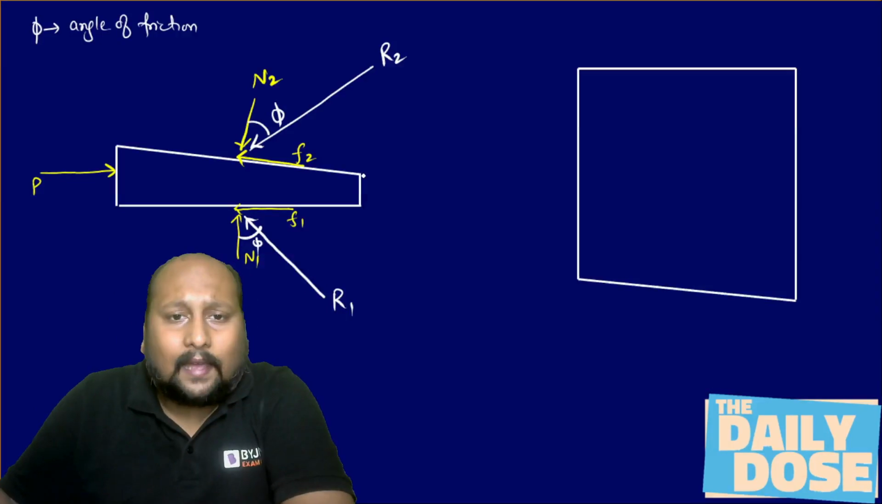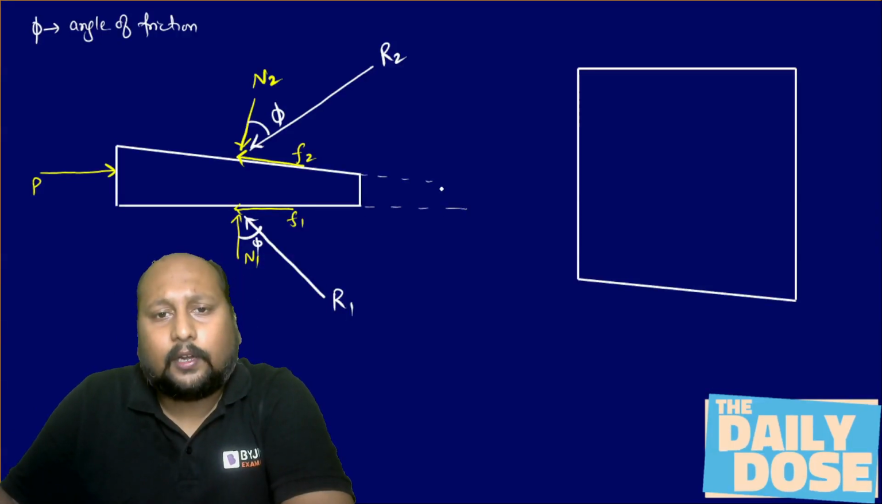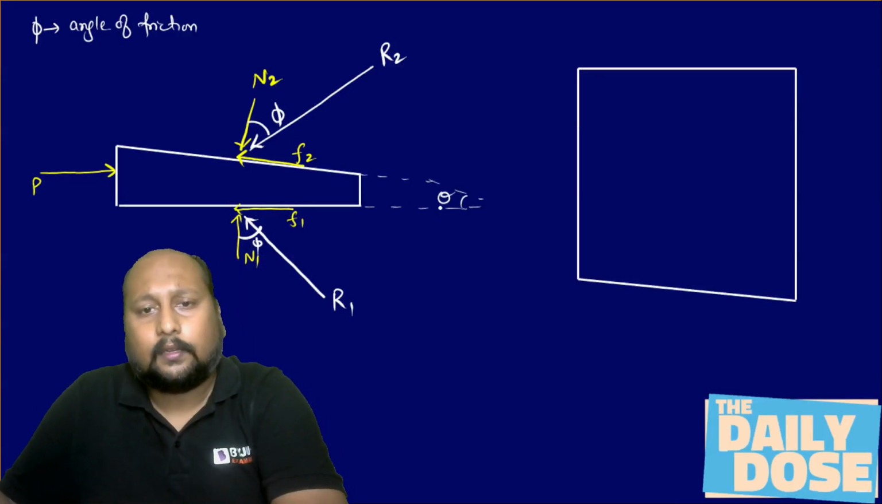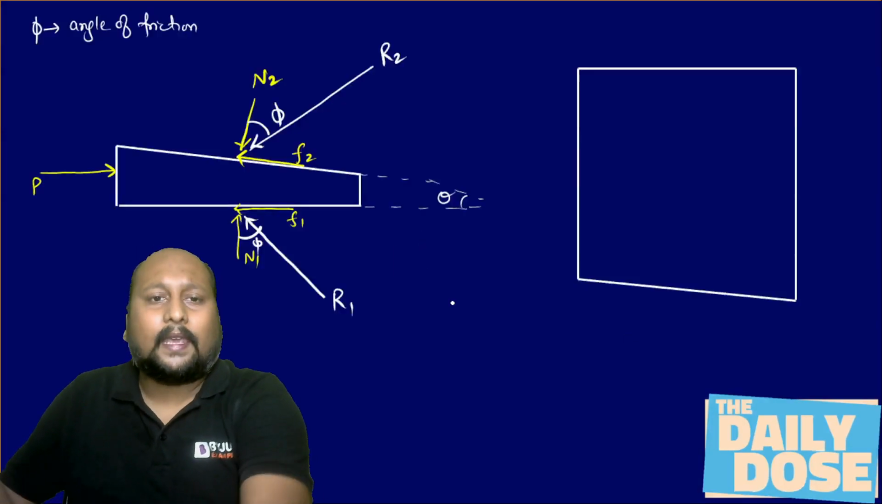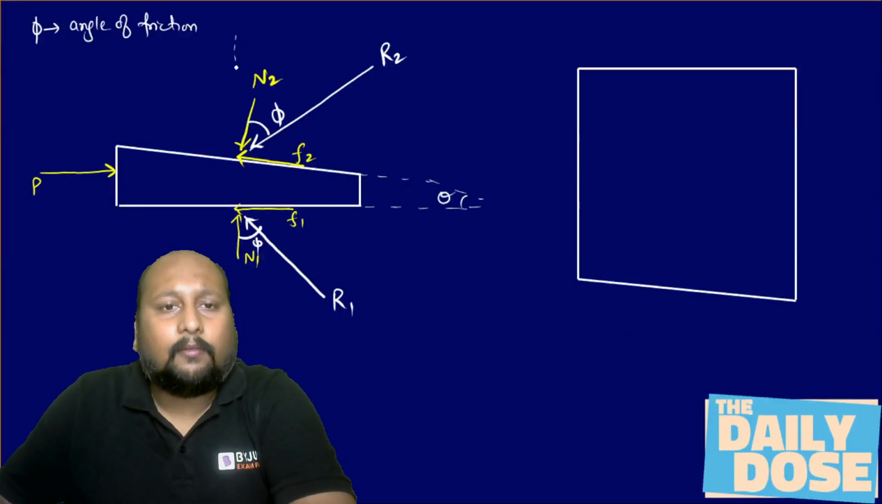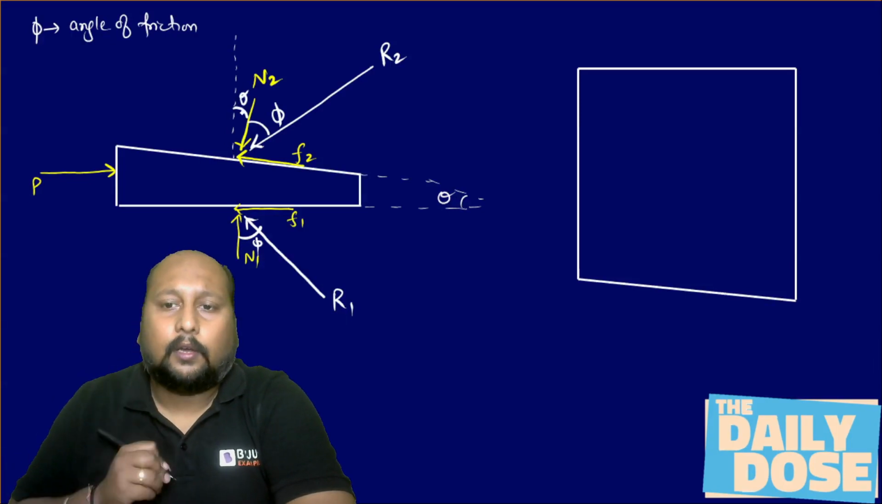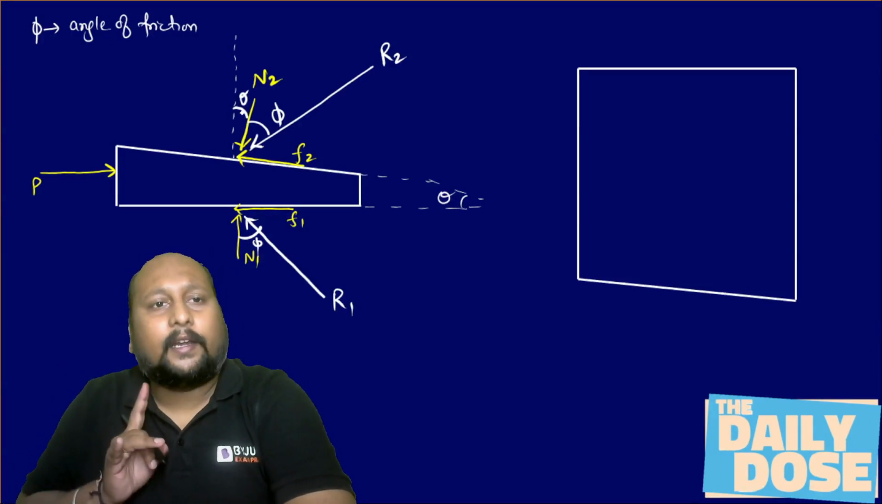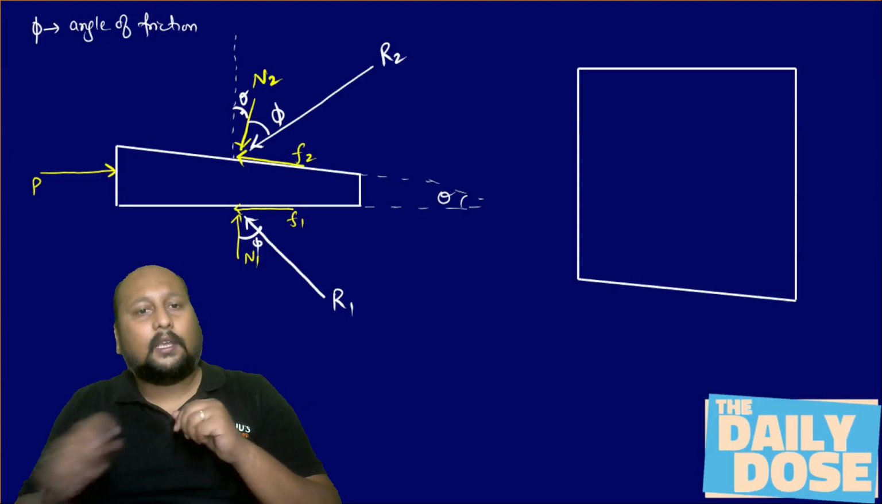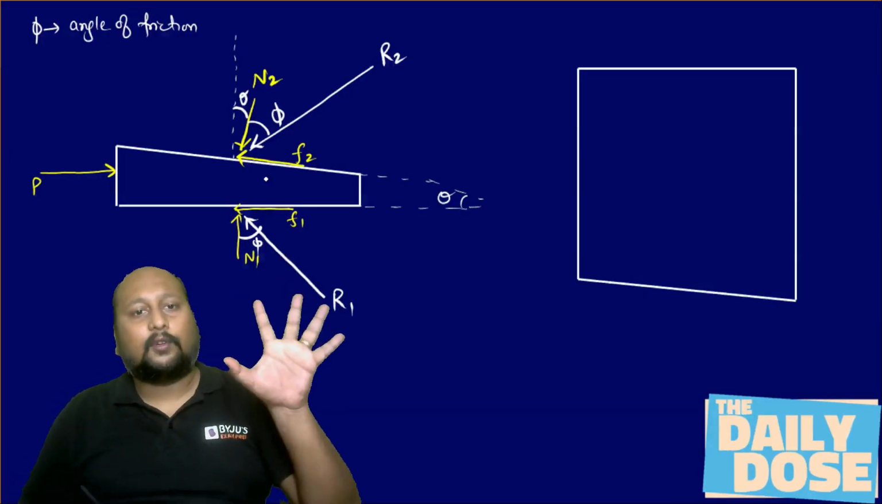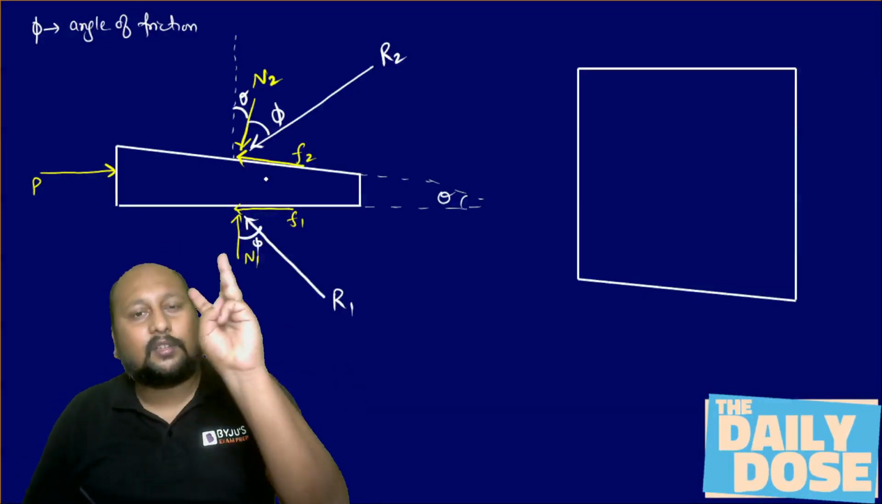Now this has an inclination of theta. It has already been given that this has an inclination of theta, right? So if this is theta, the normal will be making an angle of theta with the vertical. Now, instead of using 1, 2, 3, 4, 5 forces, I've just converted these 5 forces into a 3 force system.